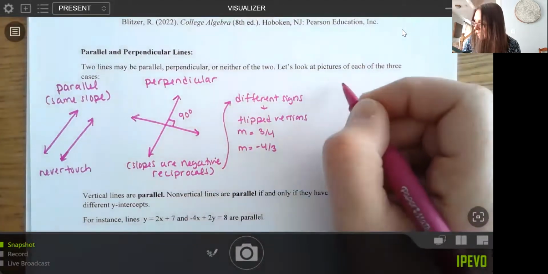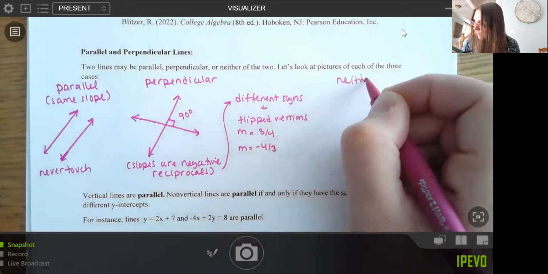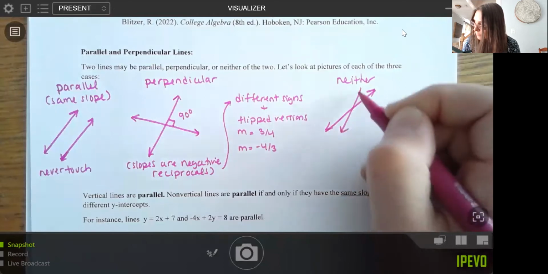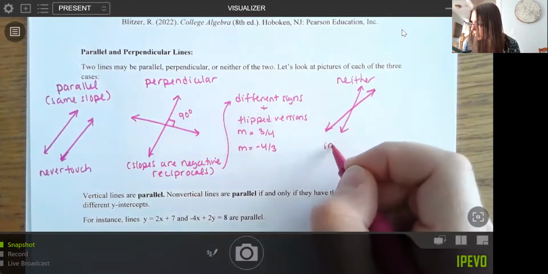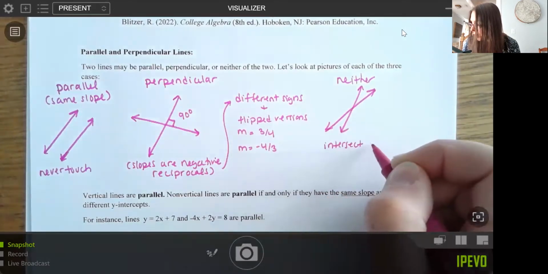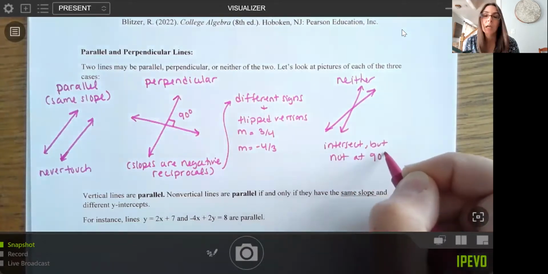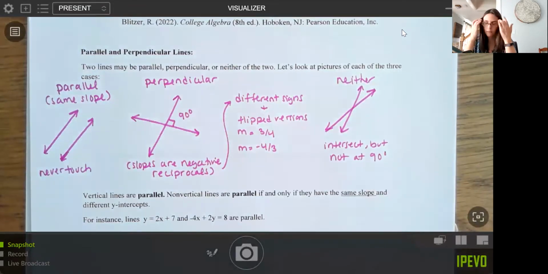And then for a neither pair, maybe it's like this. What's going to happen is they do intersect, but not at 90 degrees. I don't want to say they're not special, but there's nothing particular about them. They do intersect and have some point where they cross, but it's not going to be at exactly 90 degrees. So they're not perfect opposites there.